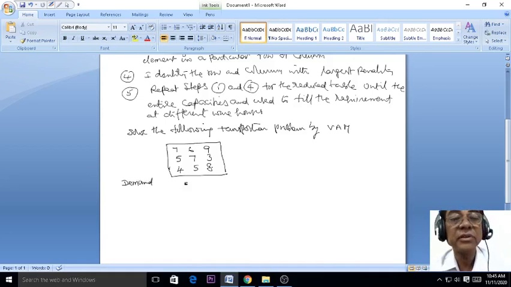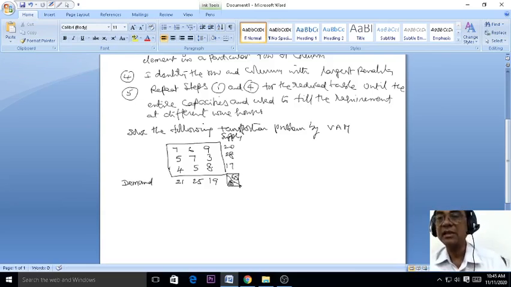Demand is 21, 25, 19, and the supply is 20, 28, 17. The first point is to check the total. This is 65 and this is 65. So this is a balanced problem. It's no problem.